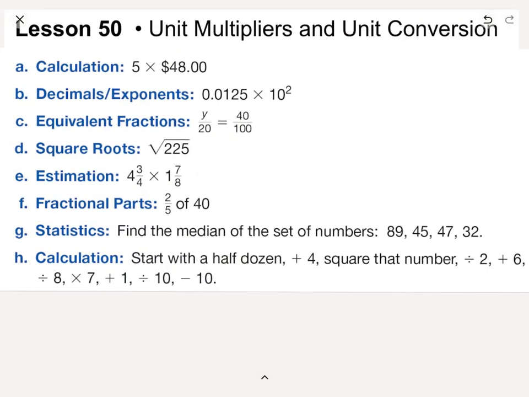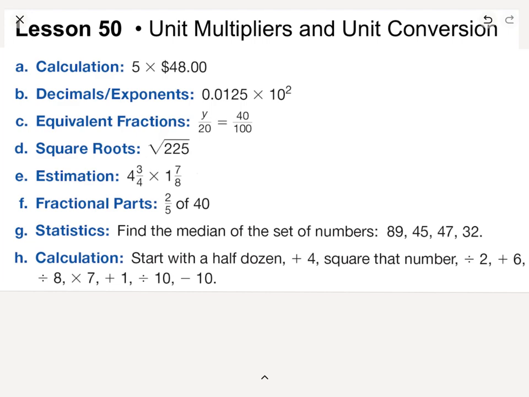Mentally math! Let's get mental! Alright, why don't you get started on that? And keep this guy handy.